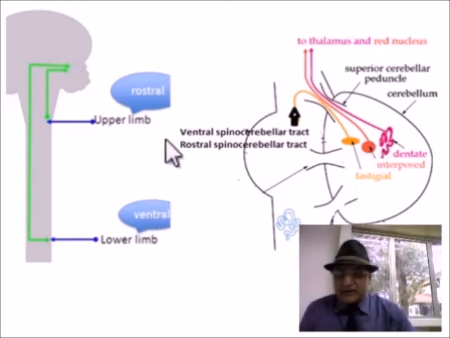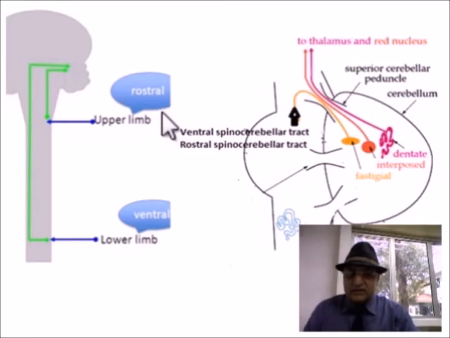And this tract also carries the sensation of crude touch and pressure. Some books write that the anterior spinocerebellar tract is also concerned with proprioception, but the majority of the books write that they particularly and mainly carry the sensation of crude touch and pressure from the lower limbs and upper limbs respectively.